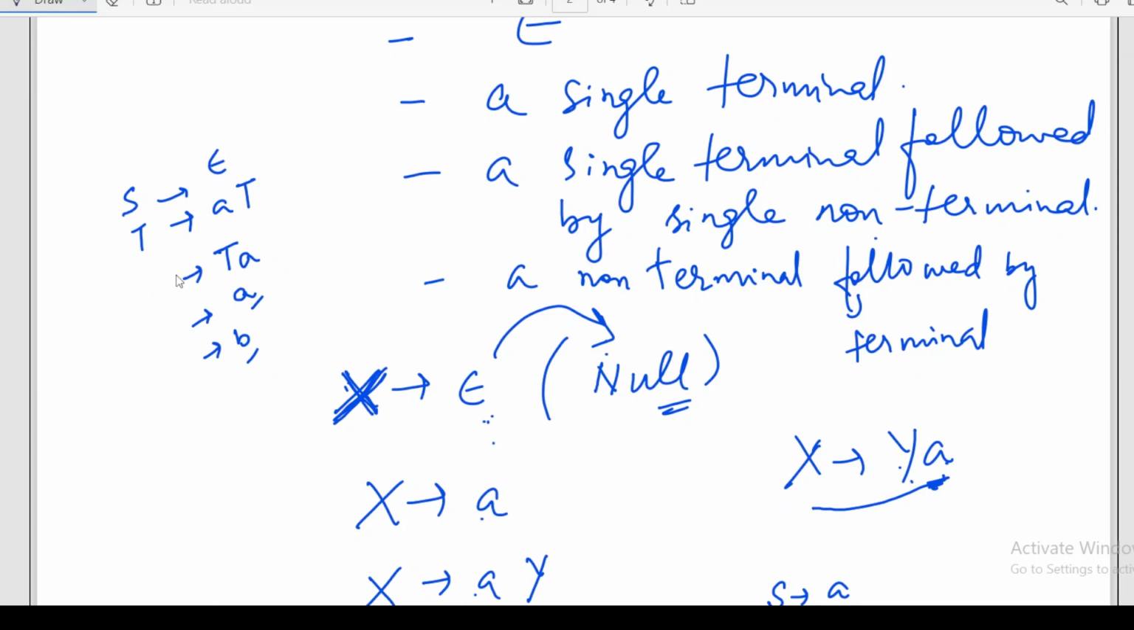Okay, so now let us see two types of regular grammar. We can have right linear grammar, and the other we can have is left linear grammar. So let us see about that. We can have right linear grammar or left linear grammar. We can have two types of regular grammar.